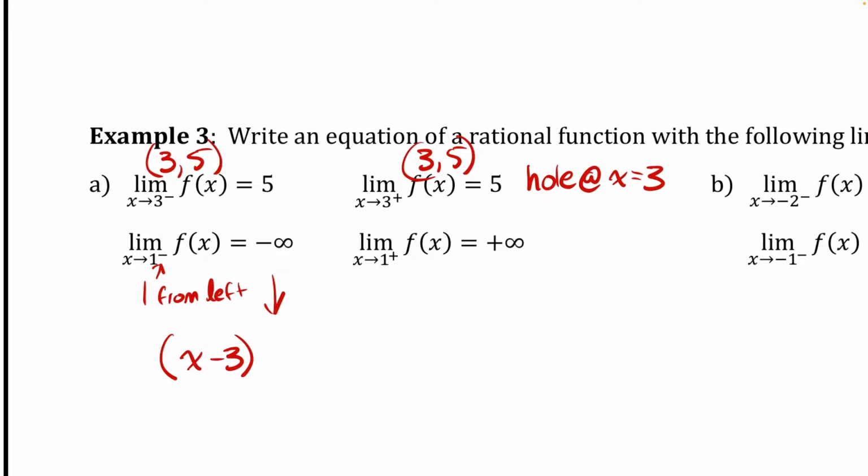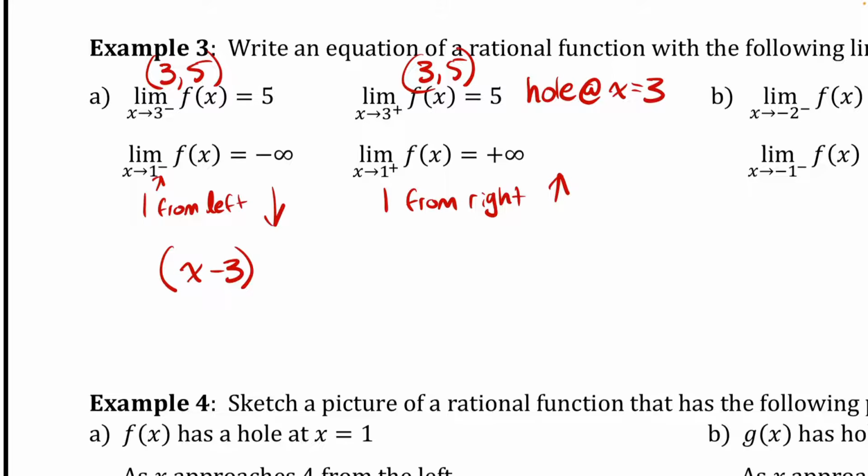And then as I go to 1 from the right, it's going up off the graph. All right, so what sort of equation should I write here? We need to have a hole. So I have to have an x minus 3 and an x minus 3. Look, now the top and bottom, we can cross them off, and we have a hole at x equals 3. Done. But we need to figure out how to install a vertical asymptote. How am I going to do that?